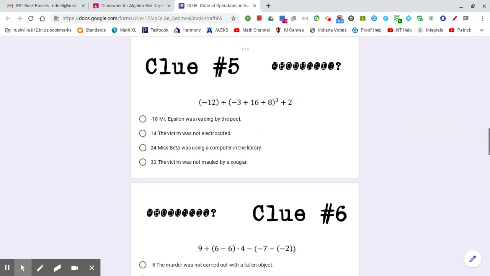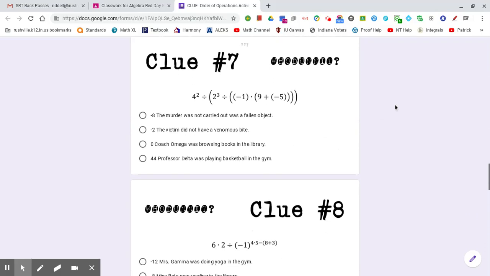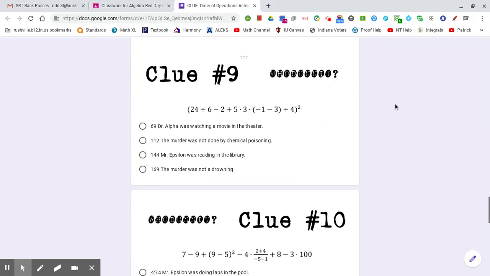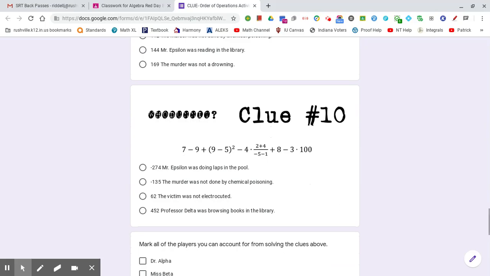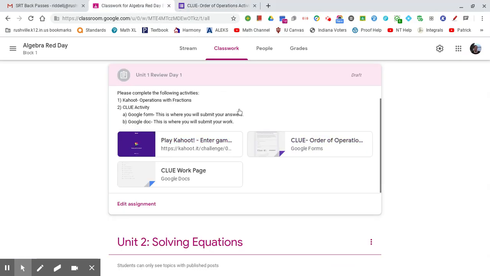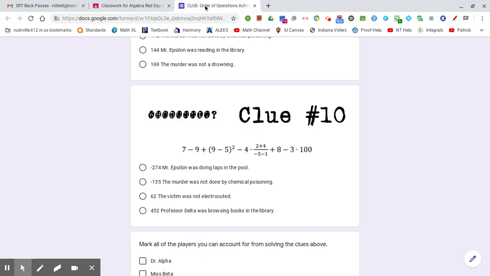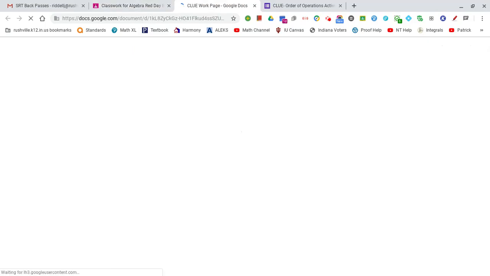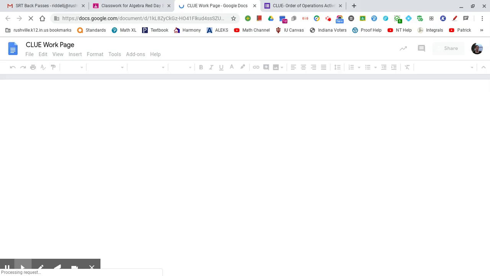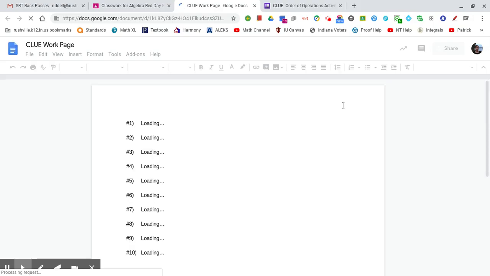So we're going to go through and do one of these together. I'm going to do the one that I think might give you the most problems, might be the longest. This is clue number 10. What you're going to do is go back to Google Classroom. This is where you're going to submit your answers and check your work. Google Classroom on this work page is where you're going to actually show your work. You're going to open this up, and each one of you will already have one of these automatically assigned for you.